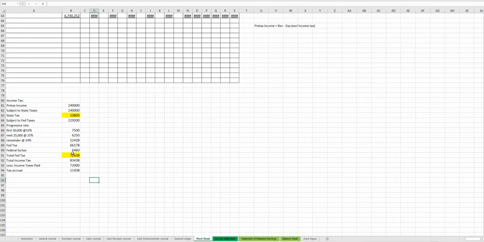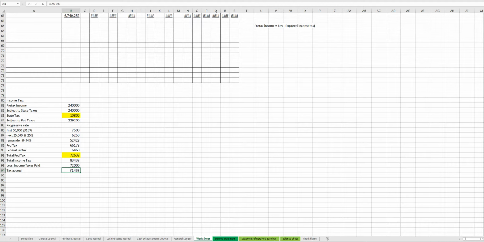So my surtax, based on my current assumptions, should be $6,460, and my total income tax is $83,438. I already paid $72,000, so I just accrue an additional $11,438. We debit income tax expense and credit income tax payable.